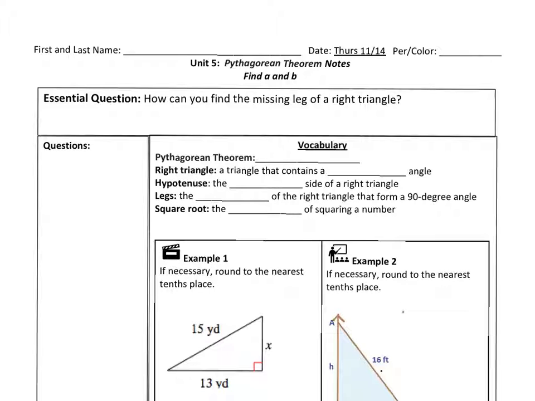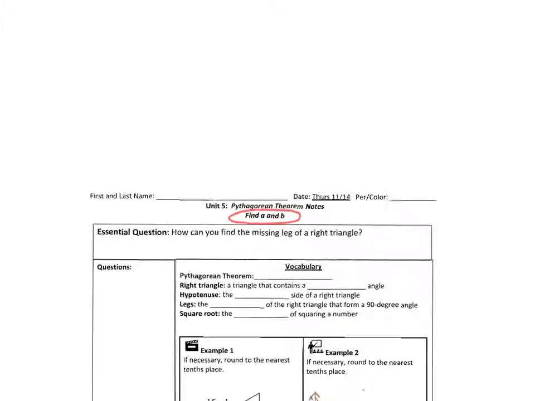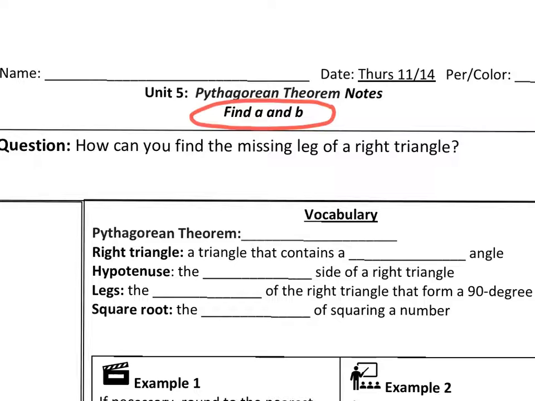Okay, today we're going to be talking about the Pythagorean theorem, and this time we're going to be talking about finding A and B. So the essential question is asking us, how can you find the missing leg of a right triangle? In this case, the missing leg would be A or B. Last week we worked on finding C. This week we're going to be finding the missing leg of a right triangle.